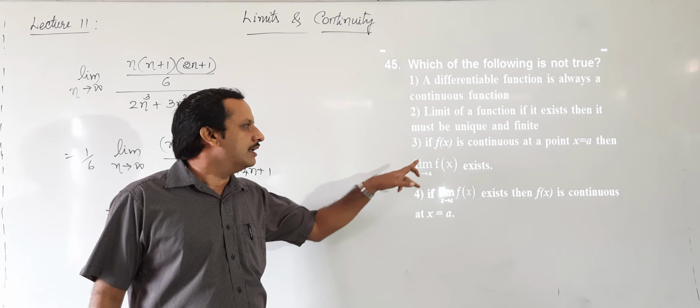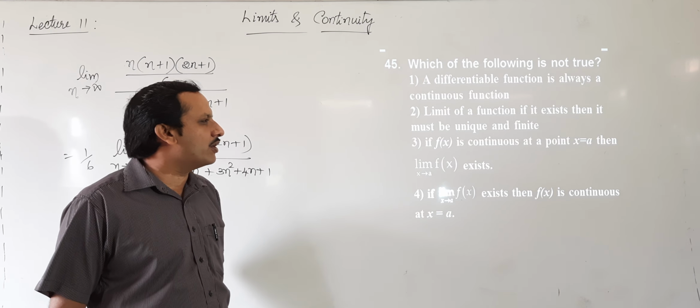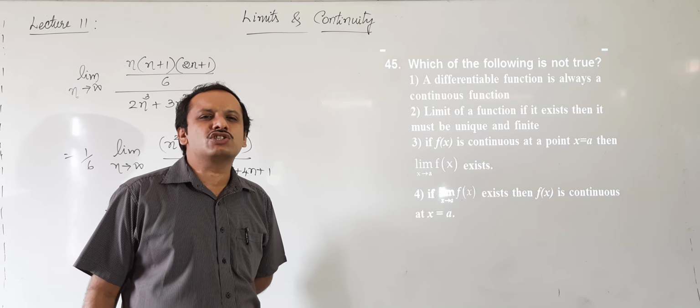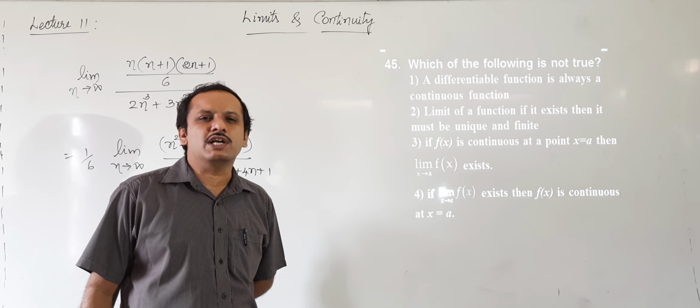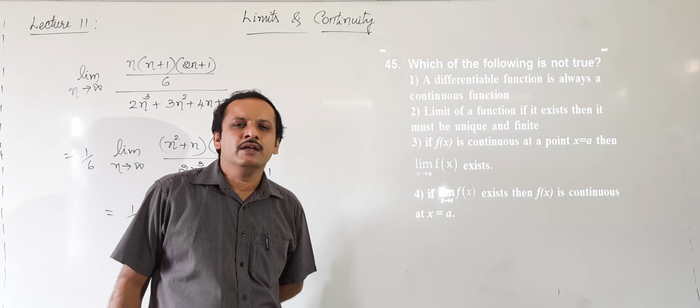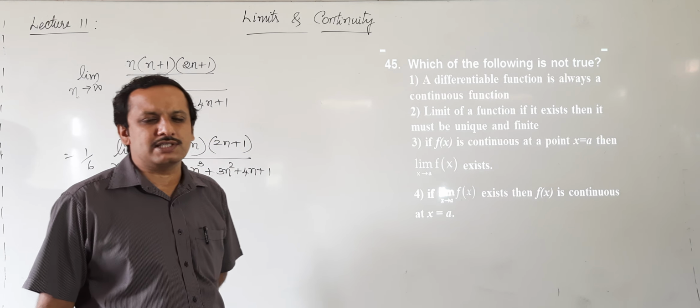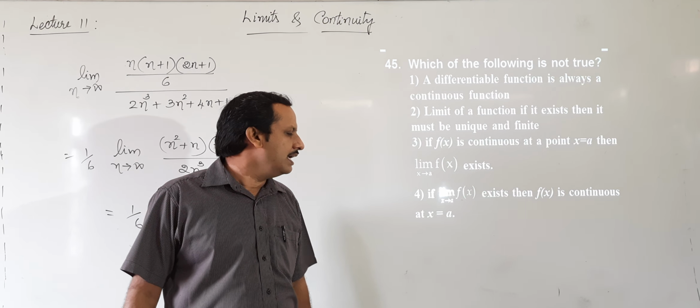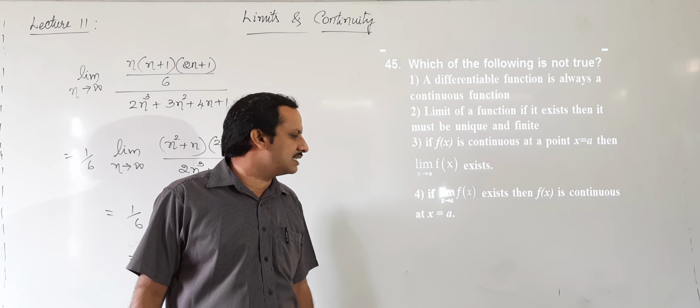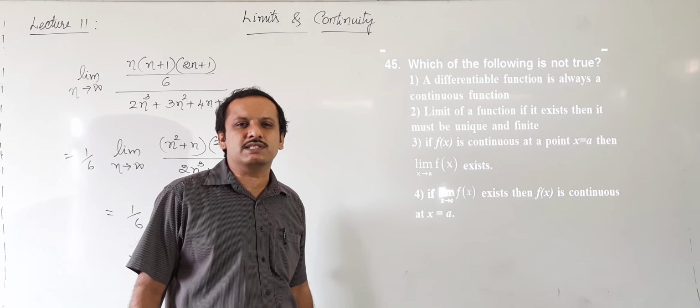Okay. Then, if f of x is continuous at a point x equal to a, then limit x tends to a, f of x exists. Yes, that's also true. If a function is continuous at x equal to a, then the limit of the function must exist. Then fourth option: if limit x tends to a, f of x exists, then f of x is continuous at x equal to a.